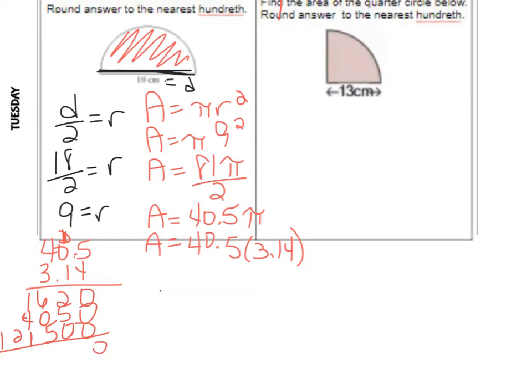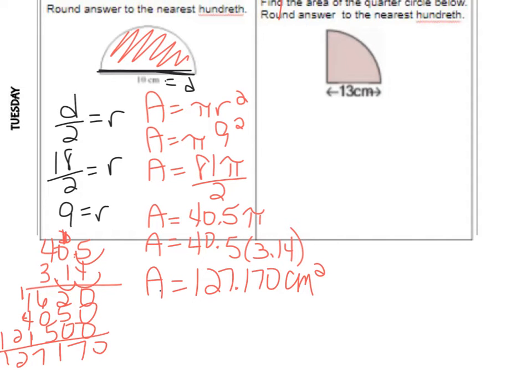So that's 0, 7, 11, 7, 2, and 1. So how many decimal places do I need? 1, 2, 3. It's 3 decimal places. So my answer is going to be 127 and 17 hundredths. And remember your centimeter squared.